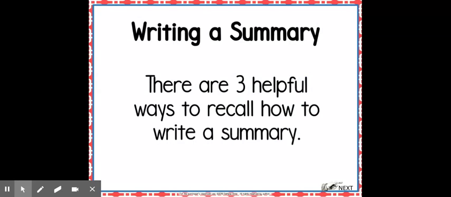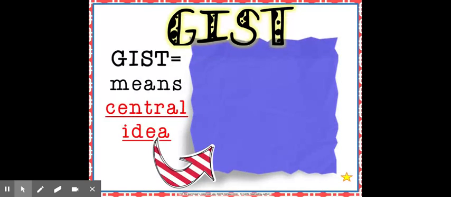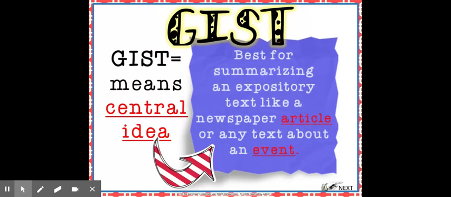Well, now we need to write a summary. When writing a summary, there are 3 helpful ways to recall the information when writing a summary. You got to get the gist. The gist means the central idea. The gist is best for summarizing an expository text, like a newspaper article or any text talking about an event. So this would be nonfiction.